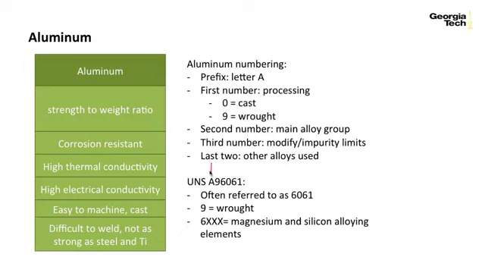So if we look here at this example, UNS A96061. The A indicates that it's aluminum, the 9 indicates that it's a wrought aluminum, and the 6000 indicates that it's magnesium and silicon alloying elements. This aluminum is commonly referred to as 6061 aluminum. A lot of times you'll hear designers saying things like, I'm going to use 2024, I'm going to use 7075, I'm going to use 6061 aluminum. It's really common when people talk that they'll leave out these first numbers in design meetings.